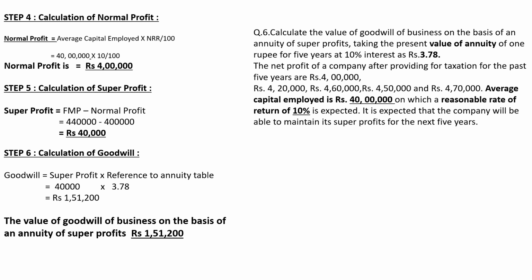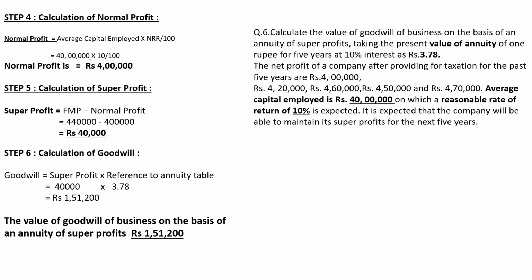Next step is step number 5, calculation of super profit. Super profit is equal to FMP minus normal profit. So FMP is 4,40,000 minus 4 lakh. So the answer is rupees 40,000. What FMP we have got? 4,40,000 minus normal profit. Your normal profit is 4 lakh. So super profit is rupees 40,000.